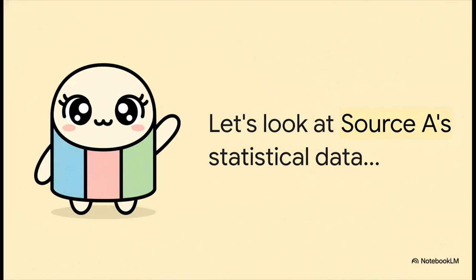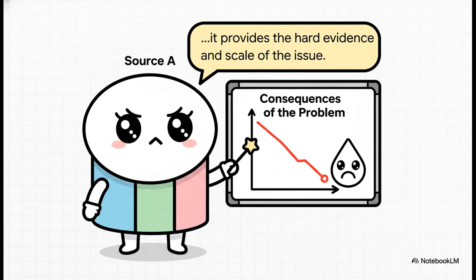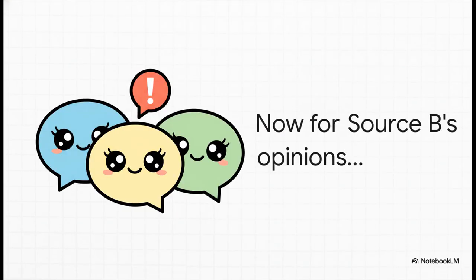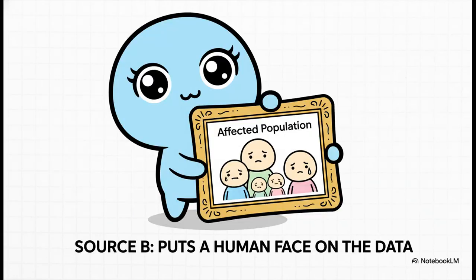Let's go back to our example, right? We've got source A, the one that's all about statistics. Well, its job in our essay is to explain the consequences of the problem. It brings the hard evidence, it shows the scale, the scope. It proves to your reader that this issue is a big deal and it's absolutely worth paying attention to. And now let's look at source B, the one with all the expert opinions. Its role is to put a human face on all those numbers from source A. It highlights how the population is actually affected. It takes all that abstract data and makes it personal, relatable, and way more impactful.